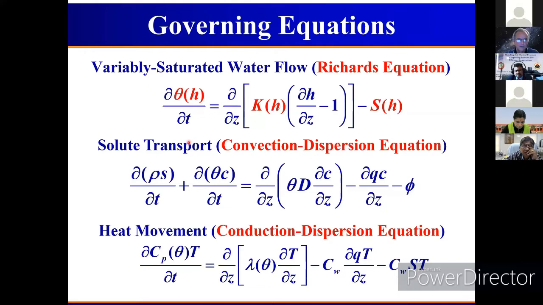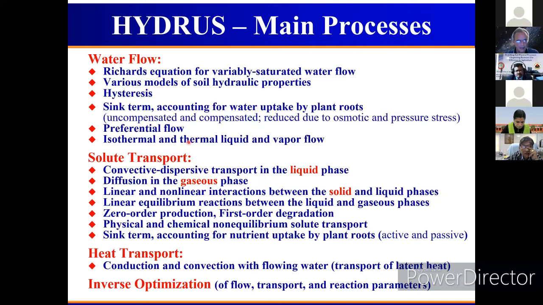So this slide summarizes the main processes which can be solved in the standard HYDRUS module. HYDRUS can simulate water flow, as I said already, solute transport and heat transport, and it's relatively general in terms of these processes. It solves the Richards equation for variably saturated water flow. It allows users to use various models of soil hydraulic properties. It considers hysteresis. It includes sink terms, which can account for water uptake by plant roots. And it can account for various stresses, such as osmotic stress or water stress. And the uptake can be both uncompensated and compensated. We also have tools to deal with preferential flow.